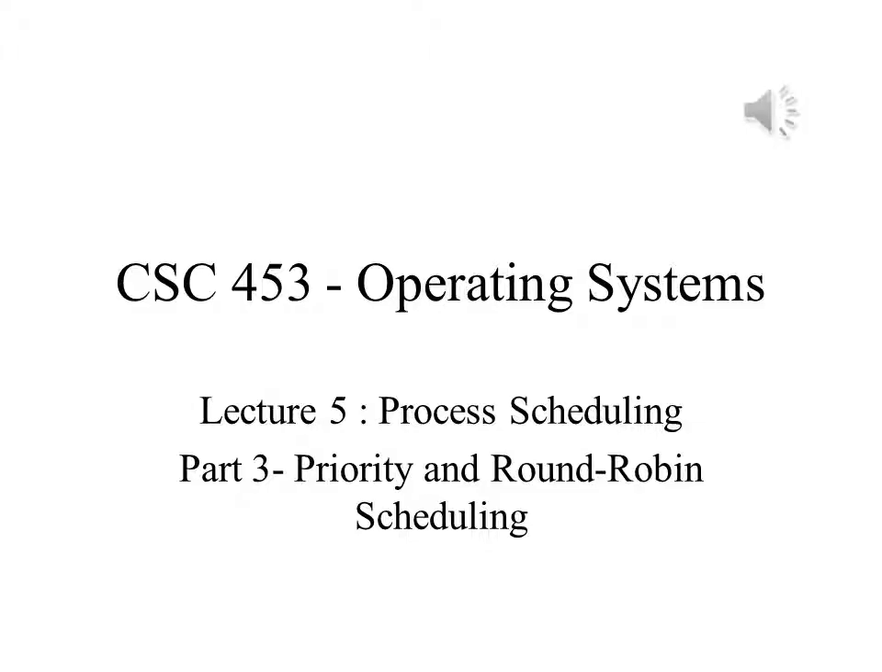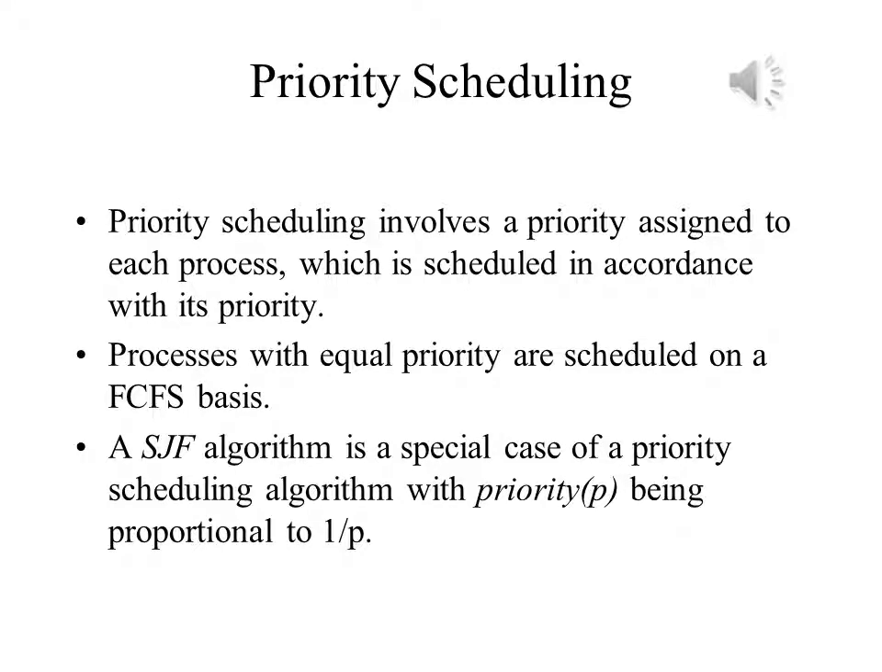In Part 3 of Lecture 5, we discuss priority and round-robin scheduling. Priority scheduling is based on the idea that some processes should start closer to the front of the line than others. Where a process enters the line depends on its initial priority, with processes of equal priority being scheduled on a first-come, first-served basis. If you are wondering if this is similar in some way to shortest job first scheduling, you happen to be correct.